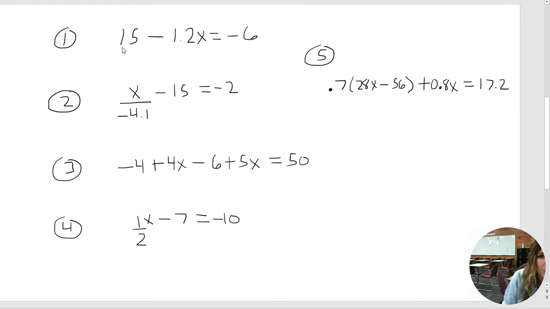Okay, so for the first one, you should have first minused 15 from both sides. So that gave you a negative 1.2x equal to a negative 21. And then the next thing you need to do is to get rid of that multiplication of a negative 1.2. You are going to divide by a negative 1.2. So you're going to take the negative 21 and divide by a negative 1.2, and that would have given you 17.5.